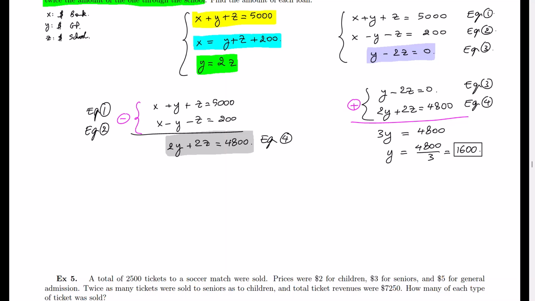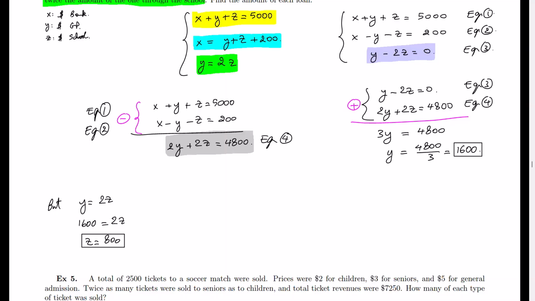Now, since we know what y is, we can easily retrace our steps backwards and find what x and z are. For example, the green equation here, y is equal to 2z, can allow me to find z very quickly because I know what y is. But wait a second, we remember that y is 2z, and we just discovered that y is 1600. So how much is z? Well, z must be 800 because 2 of it will be 1,600.